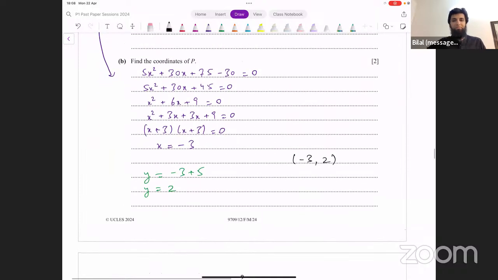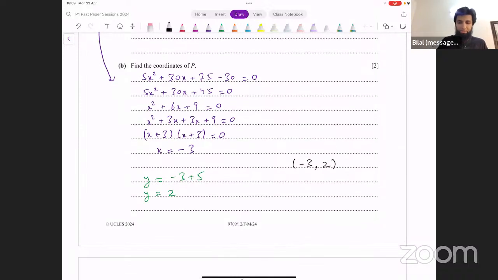That was part B. Make sense? Any problem with this? No? Yeah, so these are the coordinates of P. Yes.